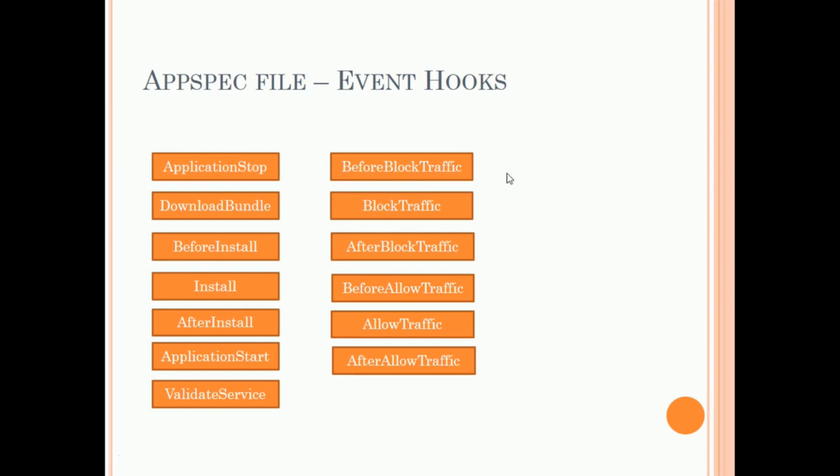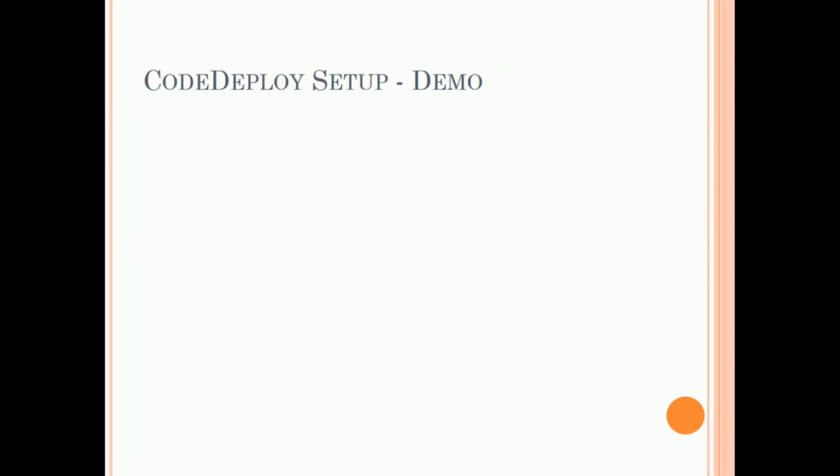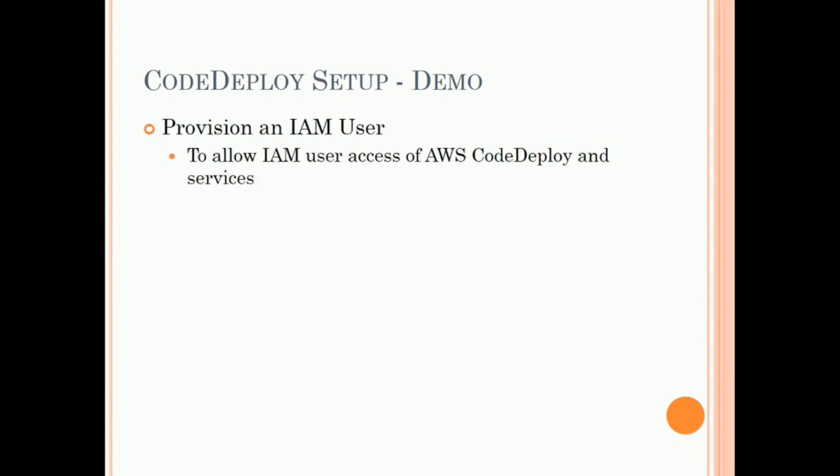So let's move ahead and start with our lab. CodeDeploy setup. To work with CodeDeploy and to deploy an application on Amazon EC2 instances, we need to first set up some environment. First is to provision an IAM user. To access the AWS CodeDeploy services, we need to assign one policy to the IAM user.